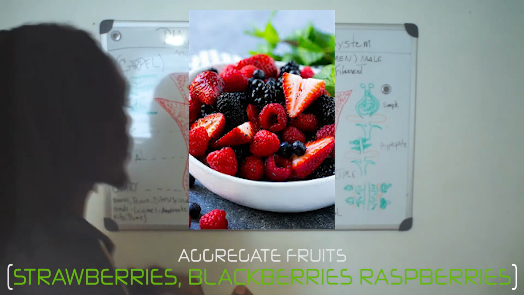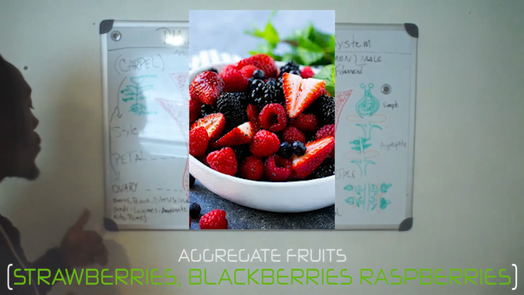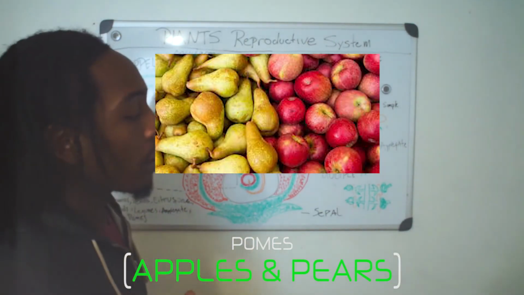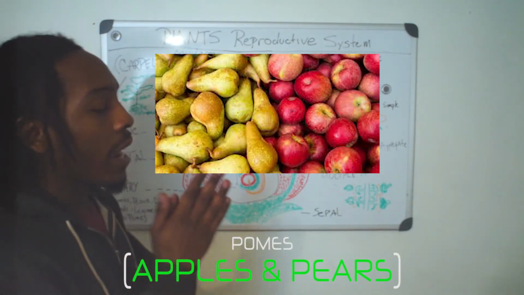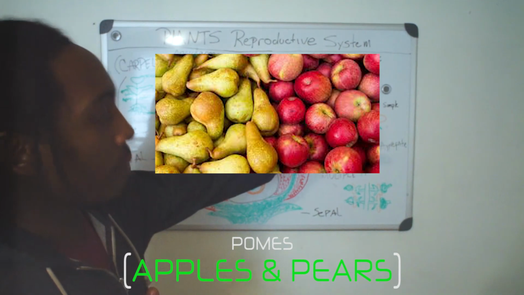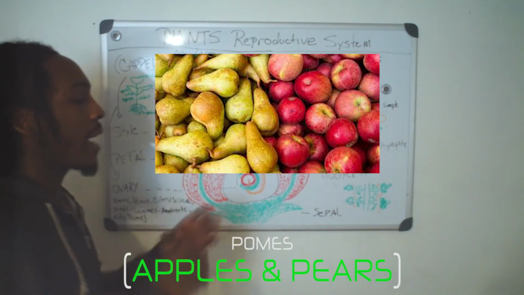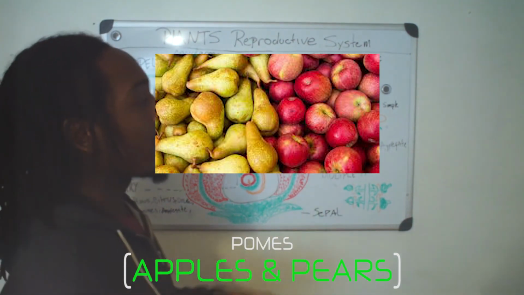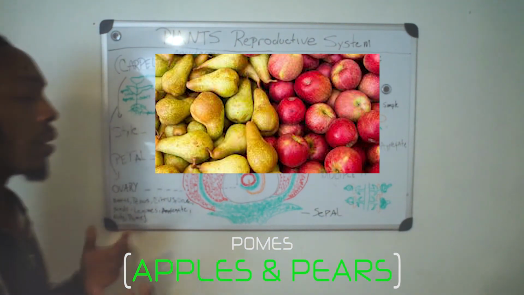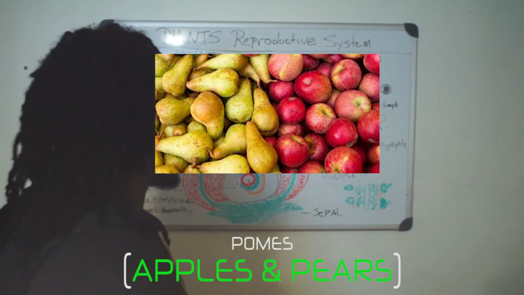Okay, so then you got your aggregate fruits, which are multiple fruits, like we talked about, like raspberries and strawberries and stuff like that. And then you got pomes, which are your apples and pears, which have cores. They still grow like this. And anything that falls into that category of having a core and a couple seeds in it, looking like an apple or a pear, those are your pomes.